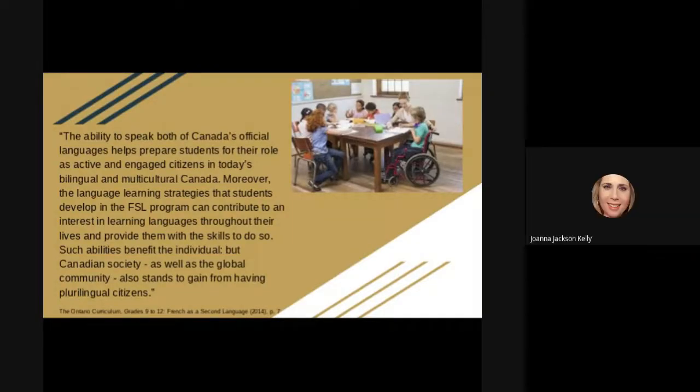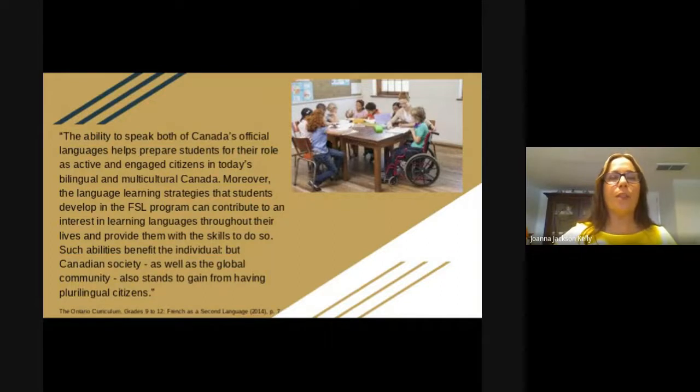The ability to speak both of Canada's official languages helps prepare students for their role as active and engaged citizens in today's bilingual and multicultural Canada. It benefits multilingual learners to be in French immersion programs. It is their right to be in French immersion programs, and this right represents equity for all students' chosen pathways. As well, FSL programs help develop plurilingual citizens, which benefits our Canadian society.